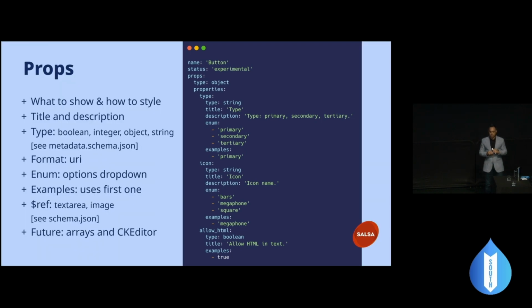Now I mentioned props and slots. Props being properties, but in this case, props is what we're going to show and how to style that particular component and what it looks like. And that includes things like the title, the description, the type, which can be any one of those conditions. We've got the format, we've got the enum, and you've got an options list there. And you can also include examples, so example content or example configurations, as a way to show what it looks like. You've got the reference area and the text area, the different things that you have. And in the future, they're looking at putting in either arrays or adding something like a CKEditor in there.